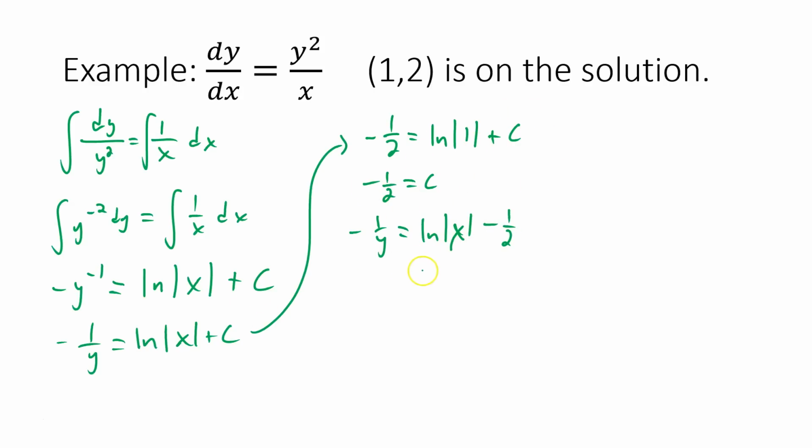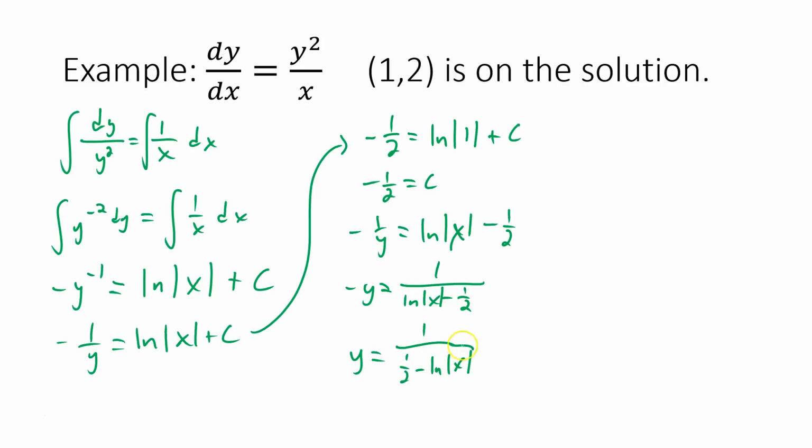And then I can take the reciprocal, so I have negative y equal to 1 over natural log absolute x minus 1/2. And then I'll take the negative of both sides. And the negative, remember, you can apply anywhere. I'm going to apply it to the bottom. So I'm going to have y equals 1 over 1/2 minus ln absolute x.